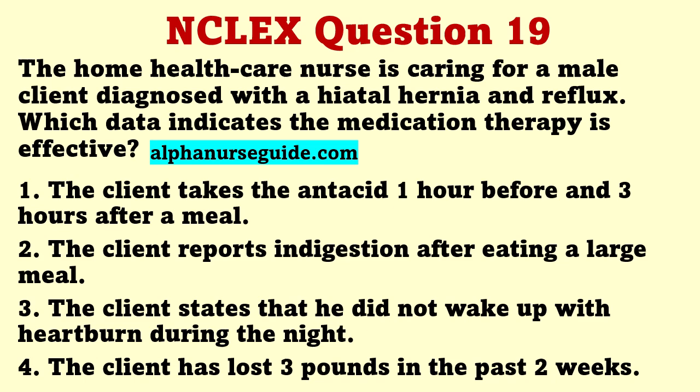The correct answer is 3. The client states that he did not wake up with heartburn during the night. Option 3 indicates an improvement in symptoms and that the medication is effective. Option 1 indicates client compliance with the dosing regimen for antacids, not that the medication is effective. The return of symptoms in Option 2 indicates the medication is not effective. In Option 4, losing weight would not indicate that a medication for hiatal hernia is effective.